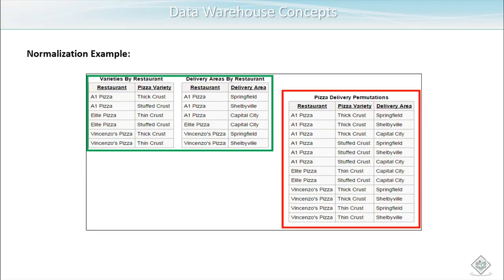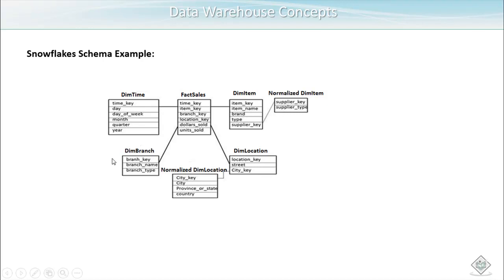So this is an example of normalization. We have here the varieties by restaurant and the delivery areas by restaurant. This is my complete table, which was earlier keeping the whole information about the restaurant, the variety and the delivery area. Since the table was huge, we divided it into two tables, that is the variety by restaurant and the delivery areas by restaurant. This is how normalization works, where we break the big table into smaller tables and then my fact table will be attached to one of them.